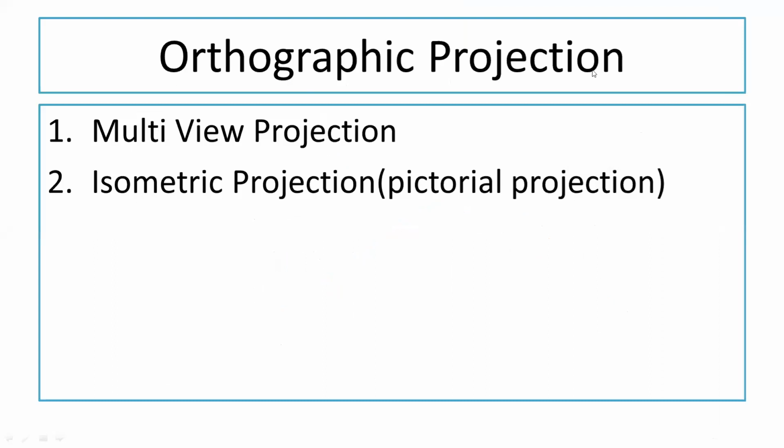So in the orthographic projection, again, we have two types in the syllabus. One is called a multi-view projection. That means we will draw the front view, side view, and top view for the given object. And the second projection is the isometric projection. Okay, so in the isometric projection, if the front view and top view, or front view and side view of the object are given, then from these views, we will try to draw the three-dimensional view. That is a pictorial projection. Okay, so basically the isometric projection is the reverse method compared to the multi-view projection.